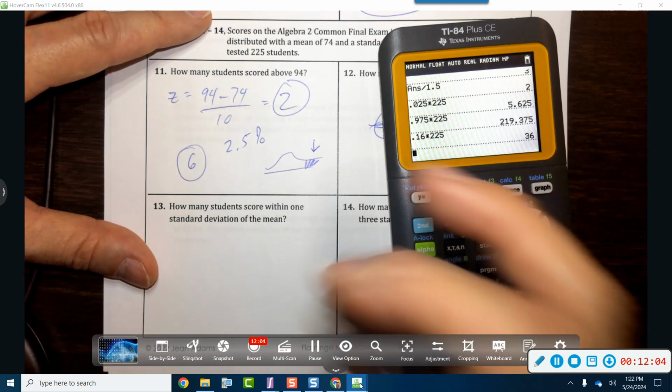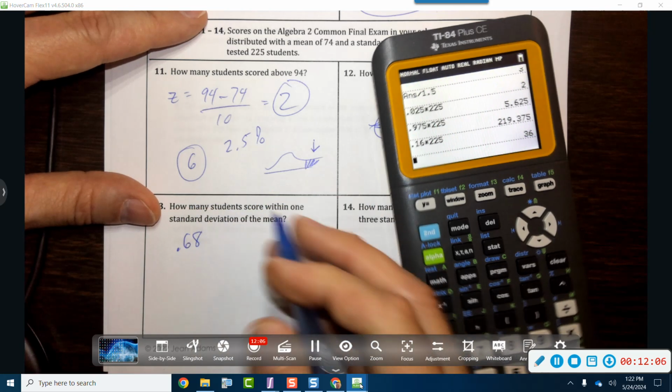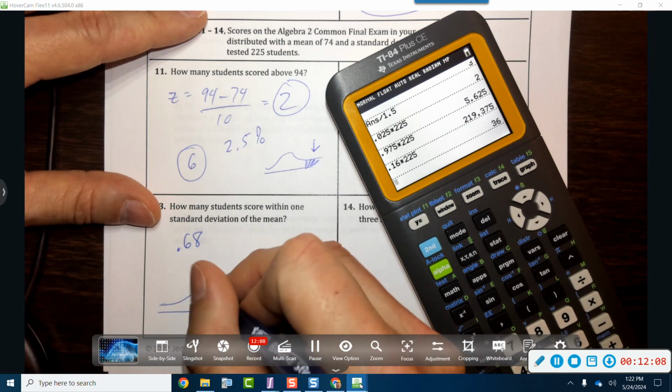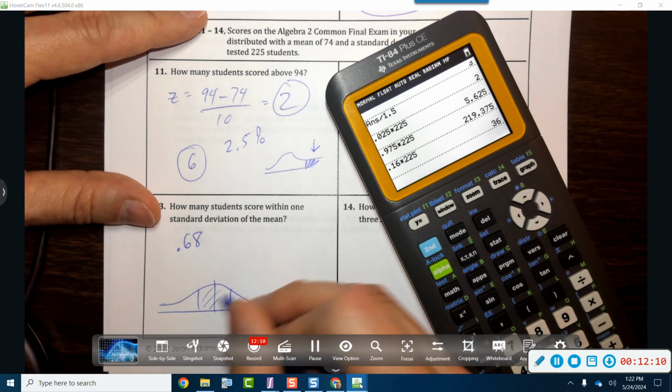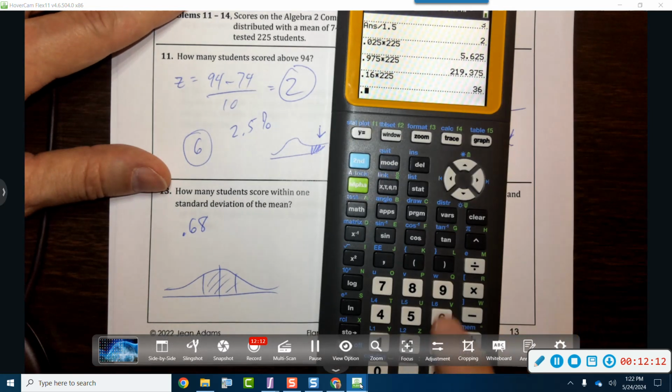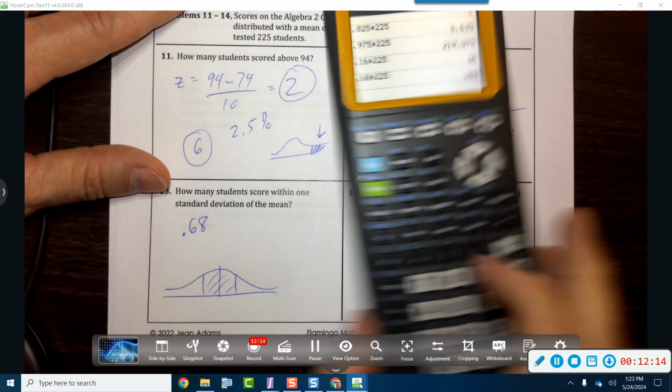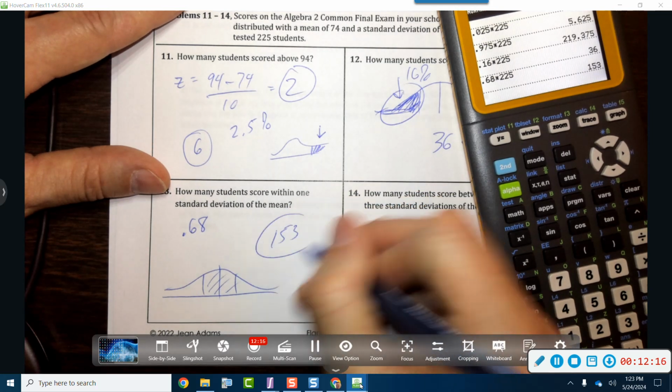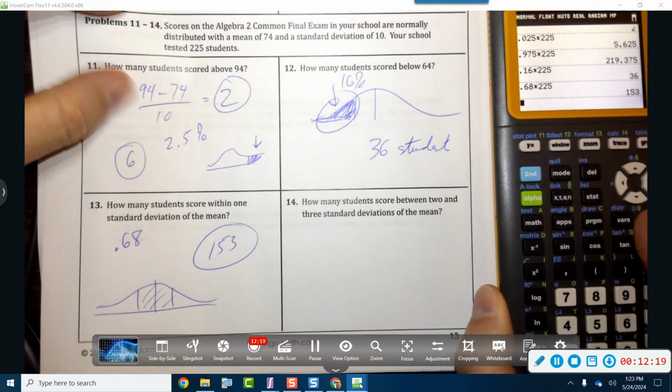How many students score within 1 standard deviation of the mean? Well, that is going to be 68%, because that is 1 here, 1 here. We know that these two regions together are 68. So 0.68 times 225. It's 153 students performed within 1 standard deviation.